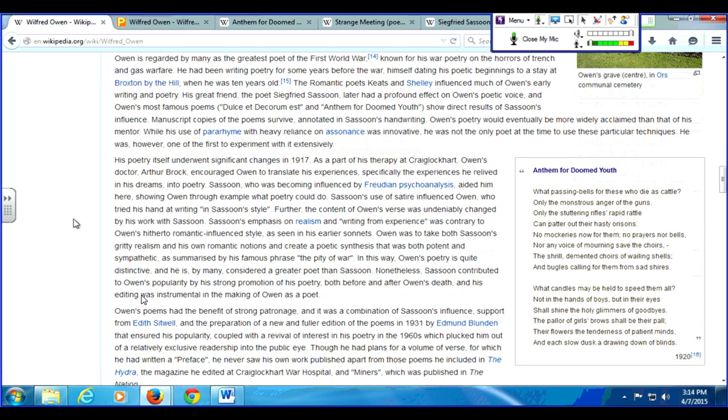He's called the greatest poet of World War One. And we'll look at both of these. We got one of his first famous poems, Dulce et Decorum Est. I'll read Anthem for Doomed Youth next. And that is what we will be looking at for this one as well.